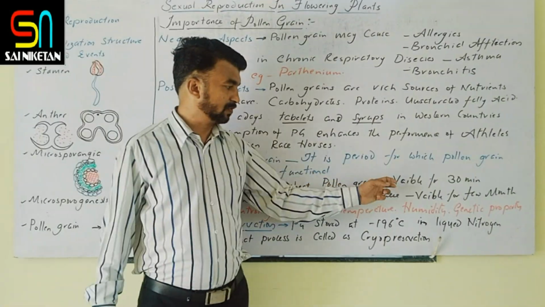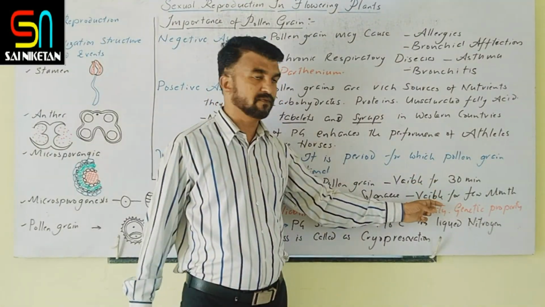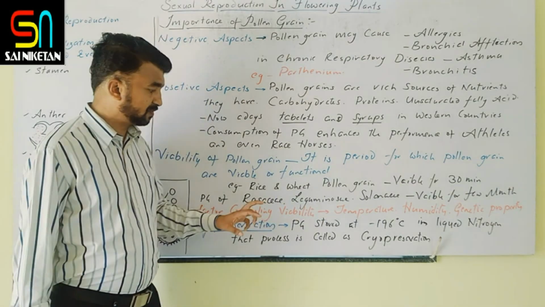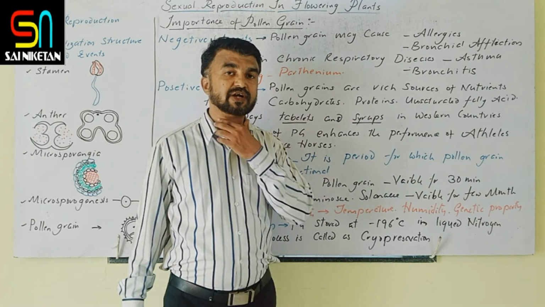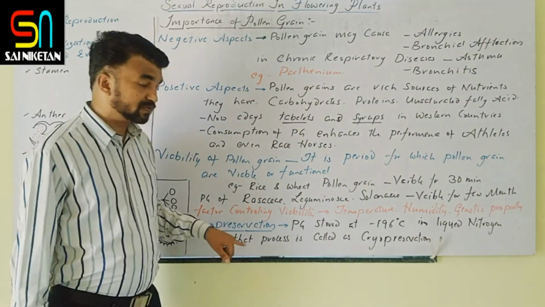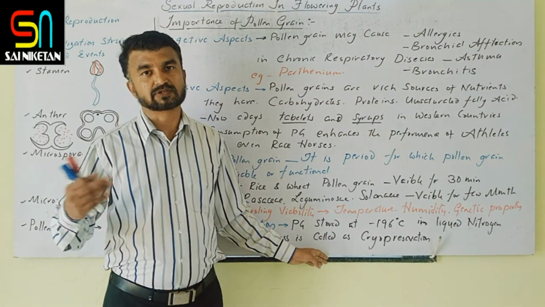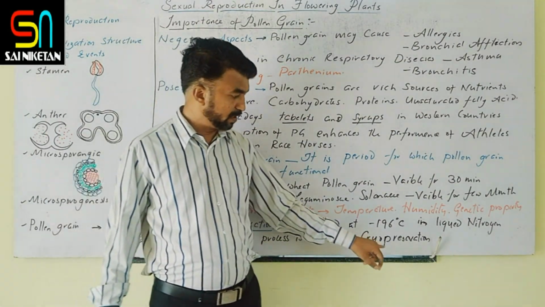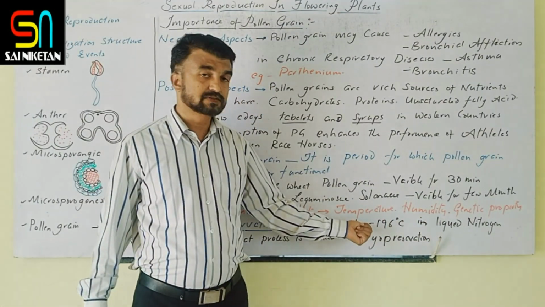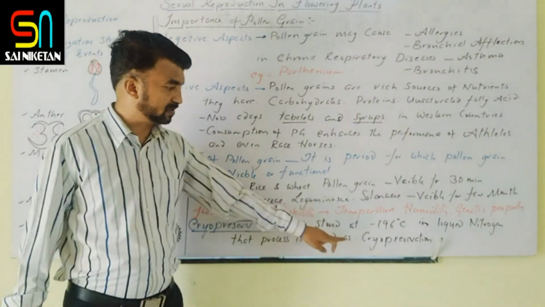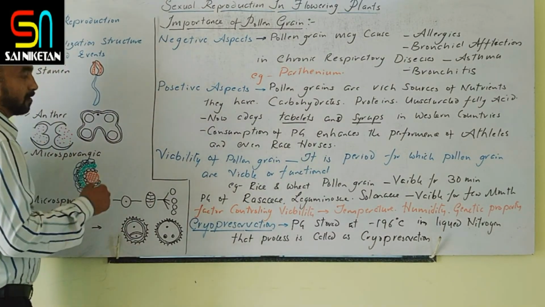Rice and wheat pollen grains are viable for 30 minutes. The pollen grains of Rosaceae, Leguminaceae and Solanaceae are viable for a few months. The factors which control viability are temperature, humidity and even the genetic property of that pollen grain. Next, cryopreservation means that for research purposes, in any research institute, pollen grain can be preserved in the laboratory, specifically in liquid nitrogen at minus 196 degrees Celsius. That process is called cryopreservation. So these are the main topics.